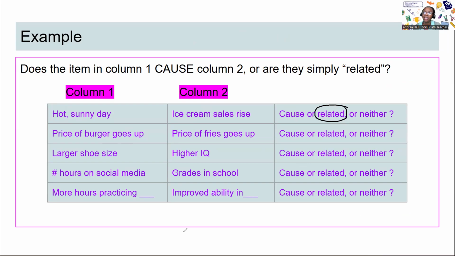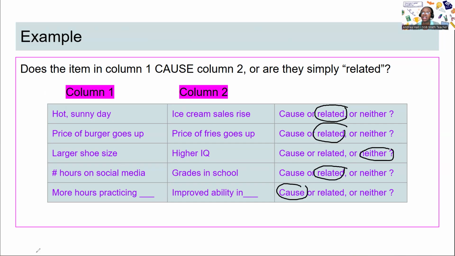All right, welcome back. The price of a burger goes up, the price of fries goes up. Might be related. I don't know if I would say the cost causes it. The larger the shoe size, the higher the IQ. That is not related. The number of hours on social media and the grades in school, that could definitely be related. More hours practicing basketball, improved ability in basketball, there's definitely a cause there.